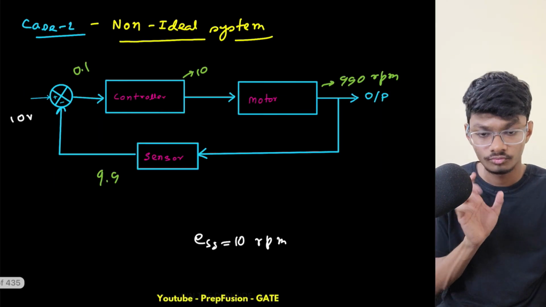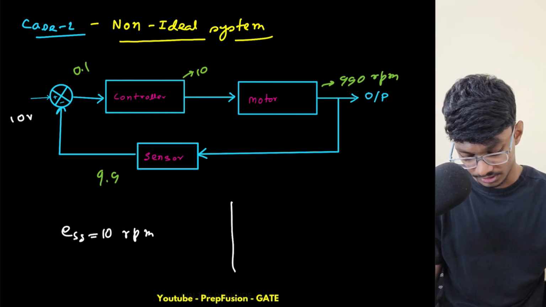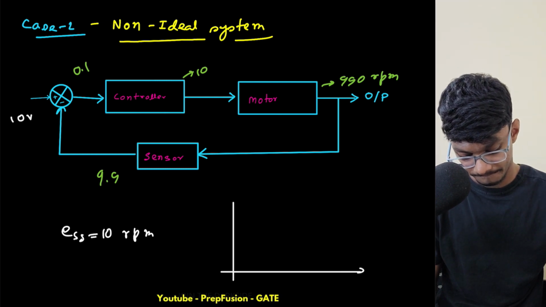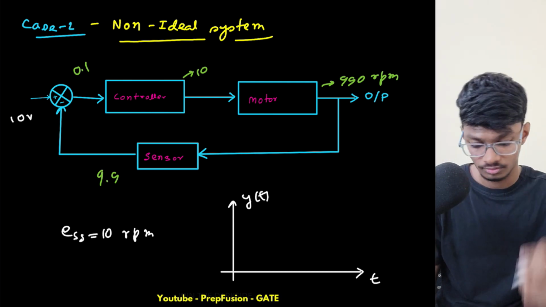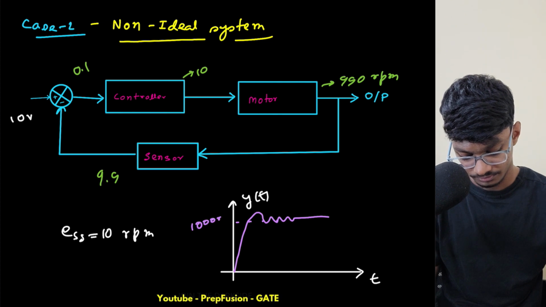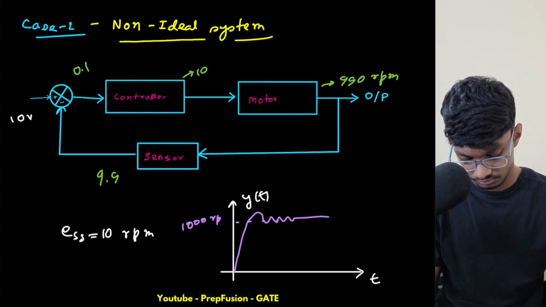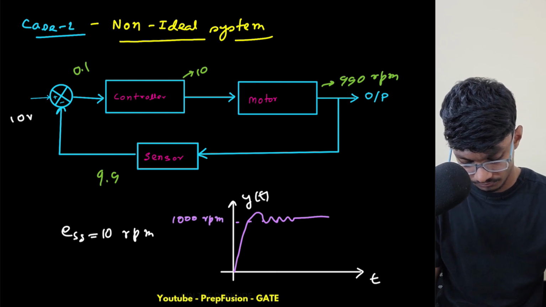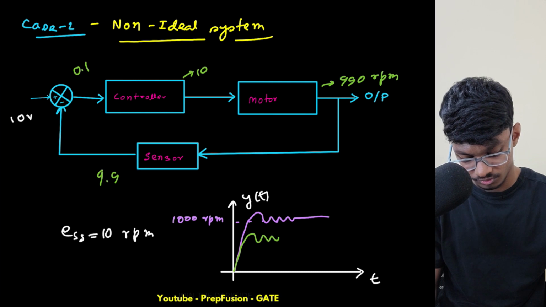So let us compare the two with a graph. Assume both systems are underdamped. This is t, this is y of t. Now y of t is two curves here. One is the idle case, which is like this one, at 1000 rpm. And this is the actual output.